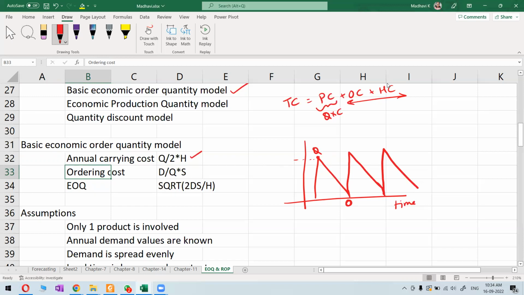So from a certain quantity, as time progresses, we would be reaching zero, and then again we reorder this particular quantity. As time progresses, we would be consuming this and then it will become zero. So this would be the cycle. The holding cost would be: it starts with Q and ends with 0, divided by 2. This is nothing but the average quantity multiplied by H. H is nothing but our holding cost.